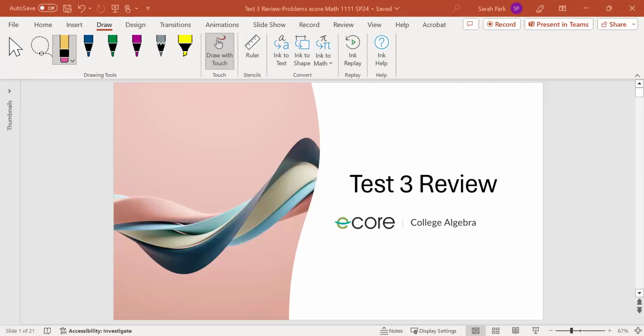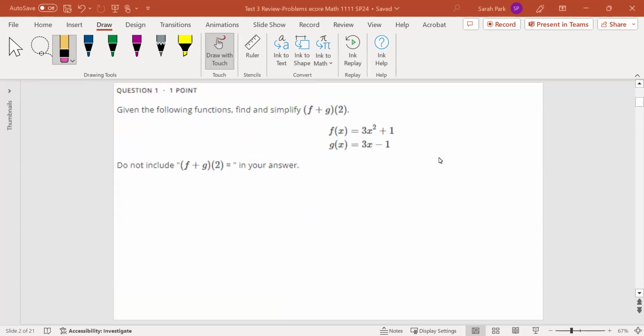Hi, everyone. In this session, we'll look at the test 3 review problems. The first problem asks, given the following functions, find and simplify f plus g of 2, given that f of x equals 3x squared plus 1, g of x is 3x minus 1.